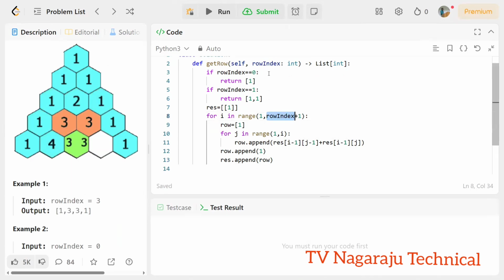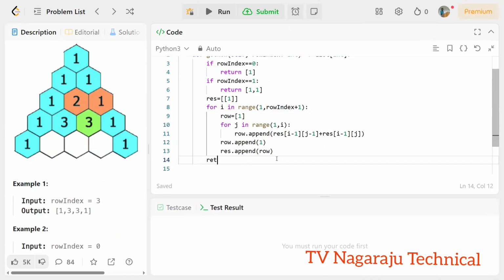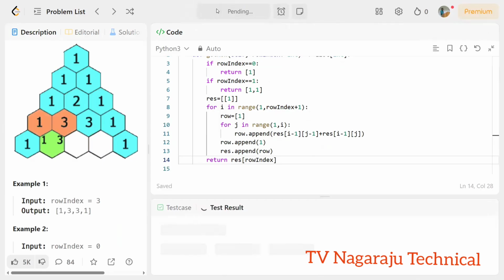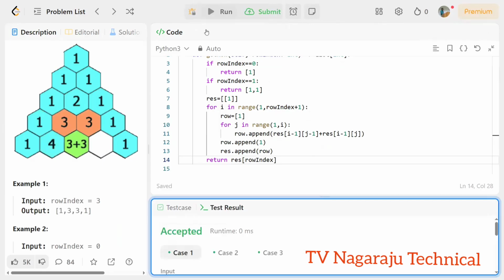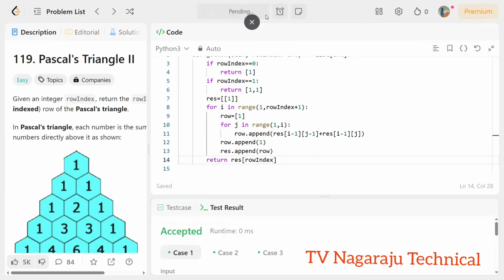In the previous example, it is also the same program, but you constructed the Pascal triangle up to the number of rows. And in the previous example, what you returned was res, the entire triangle. But here you need to return only the corresponding index row. Clear? Observe the minute differences. Accepted. And submit.